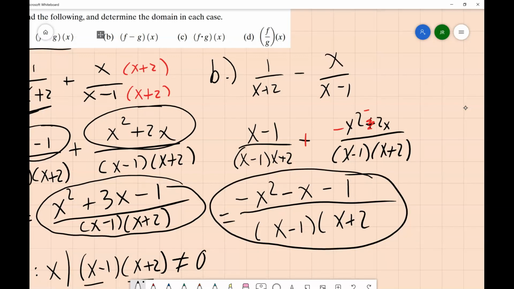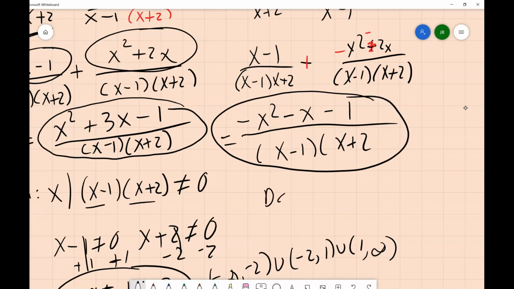What's my domain? Since I have the exact same denominator as I had in the previous problem, the domain is the exact same domain that I got in the previous problem.